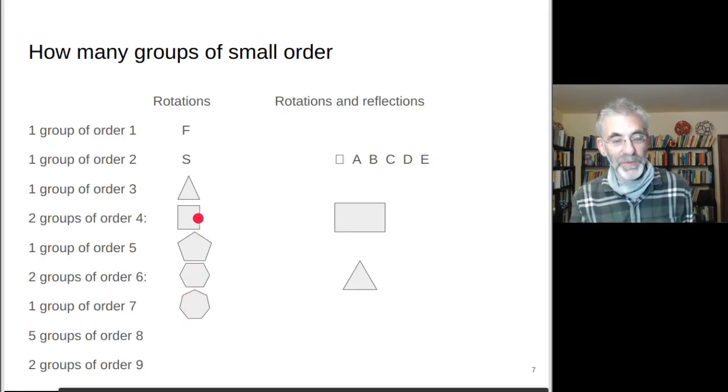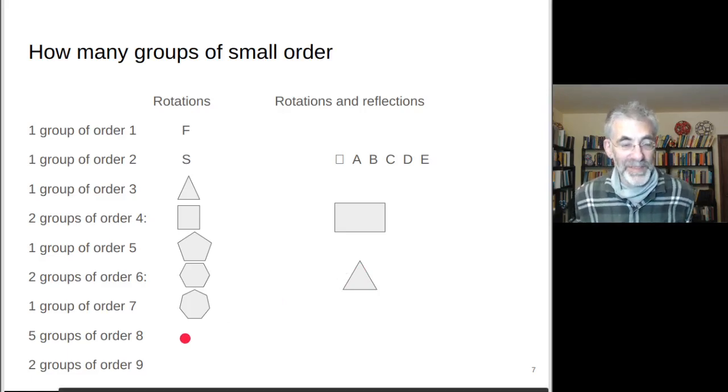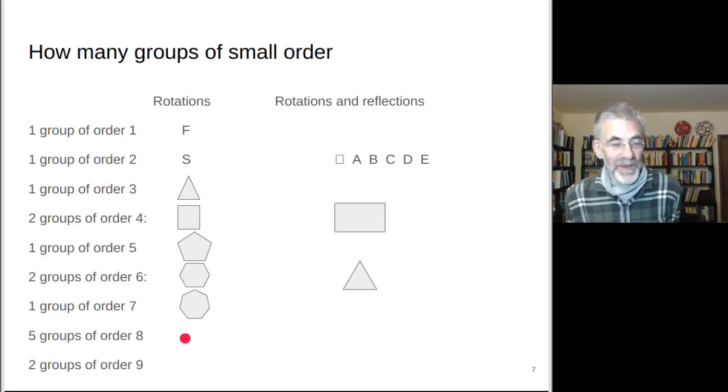the elements of the group are a bit like rotating a circle. Then we get two groups of order 4, as we've mentioned, and we get two groups of order 6 because, as well as rotations of a hexagon, you can look at all rotations and reflections of a triangle. For groups of order 8, it starts to get a little bit complicated. There are 5 groups of order 8.